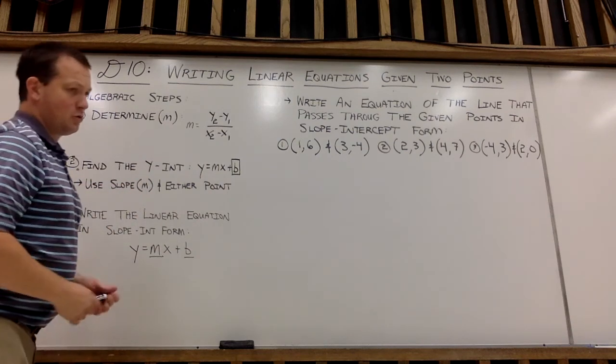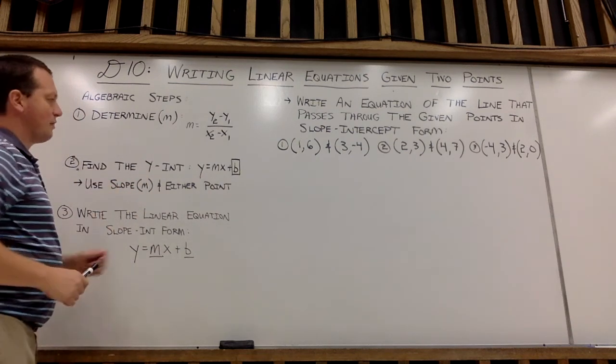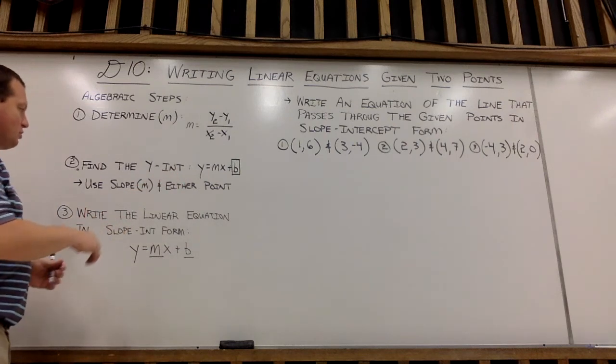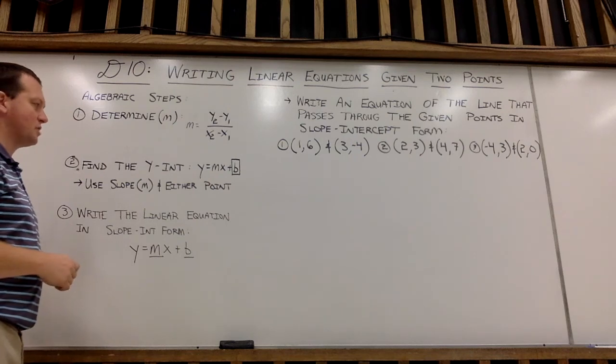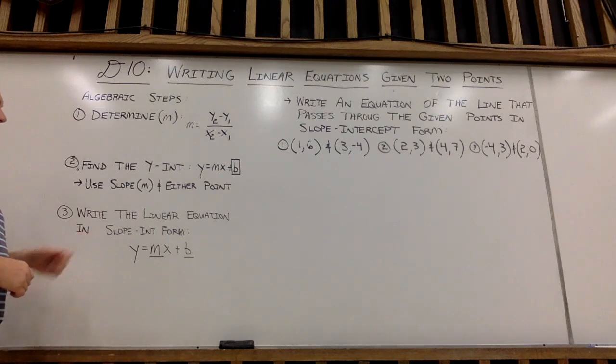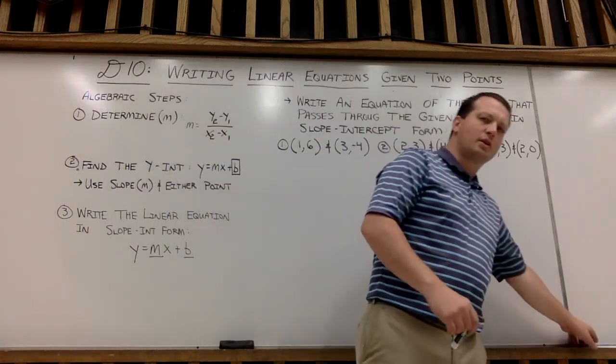Then, as we did in the last part of the Daily 9 notes, we are going to find the slope, m, use that and either xy point, plug those 3 values in and solve for b. And then we are going to write our equation in slope-intercept form. I think it's going to be a great process. You're going to enjoy it.